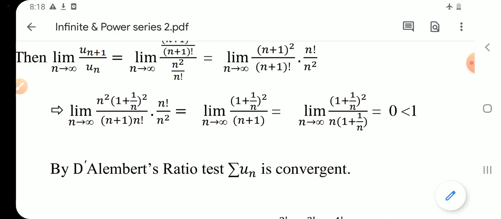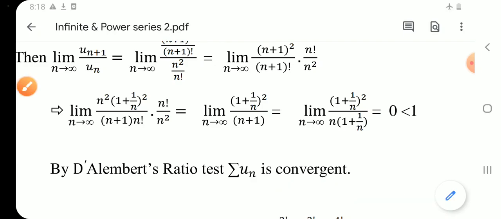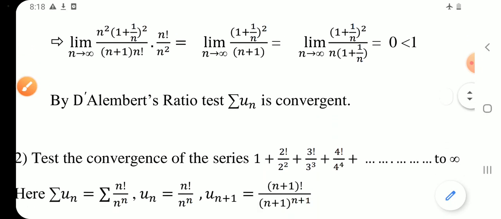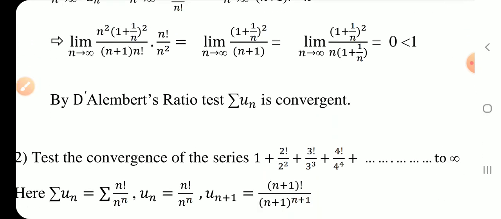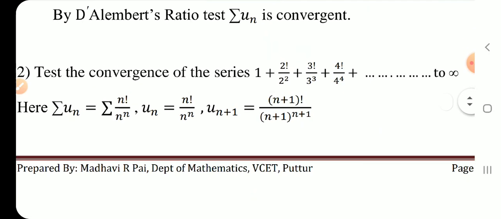So according to D'Alembert's test, I told you if it is less than 1, it is convergent. If it is greater than 1, it is divergent. If it is equal to 1, the test fails. The value for the given series is less than 1, hence the series is convergent. So you will clearly understand when we go to the next problem.